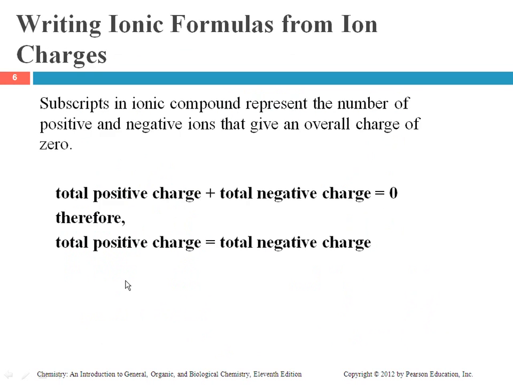The subscripts in our formulas indicate the number of atoms. We wrote on the previous slide MgCl2, and these subscripts represent the number of positive or negative ions. We have 2 chlorines for every 1 magnesium. That's because our total positive charge has to equal our total negative charge, so the charges added together have to equal 0.